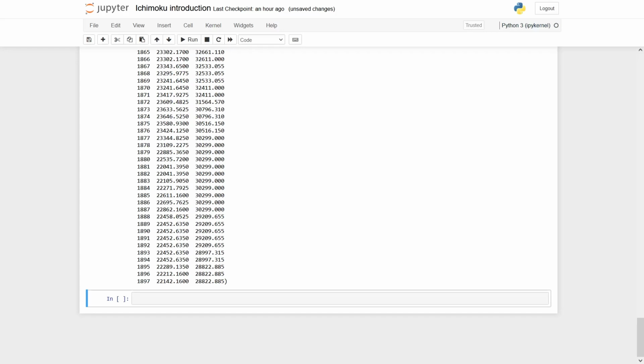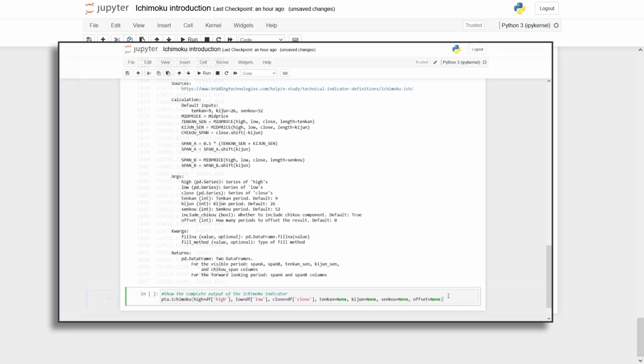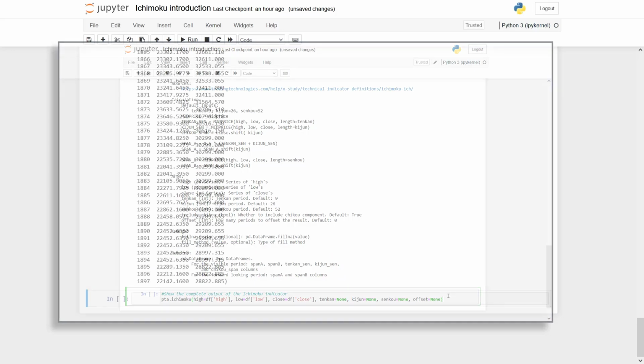Now, how do we use these two different datasets in our data frame for making buy and sell decisions, you might ask. So again, the help file says that there are two data frames created as output for this indicator. One data frame projected on the current dates and one data frame projected in the future to create the future Kumo cloud. Now, how do you split these data frames so that you can use them in your trading strategy data frame?